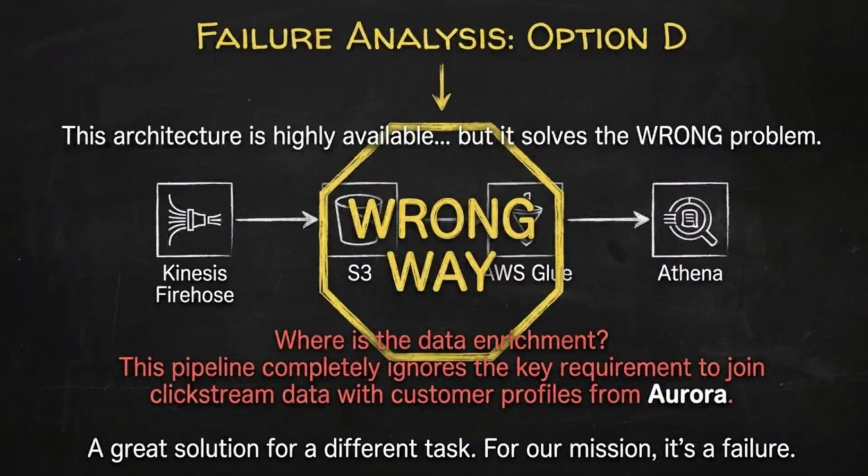Yes, it excellently loads raw data into S3. Yes, Athena can query it. But this is raw data without enrichment. Firehose is a delivery pipeline. It cannot query Aurora on the fly and join data. And another point, the requirements specify using Redshift for analysis. But here they're proposing Athena. Option D, rejected as well.